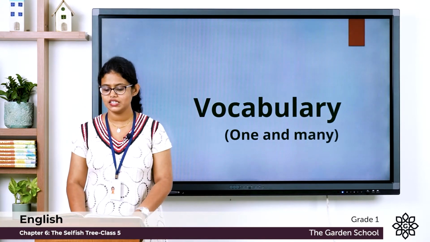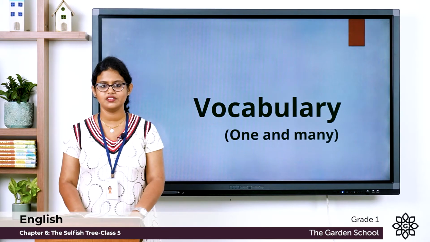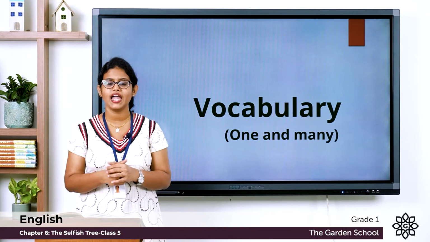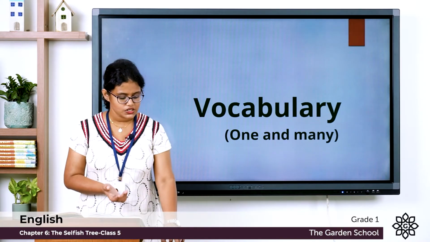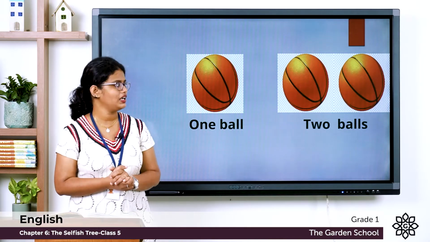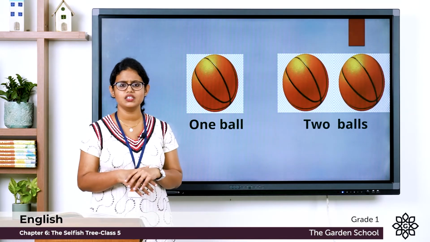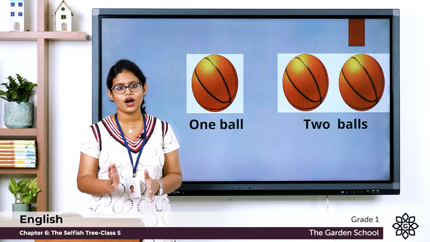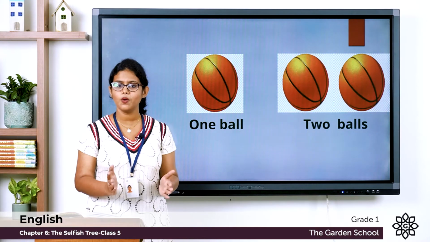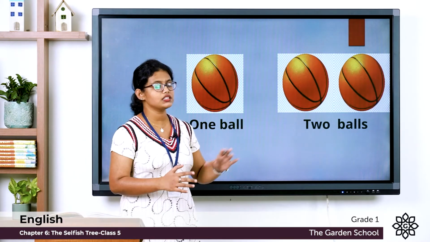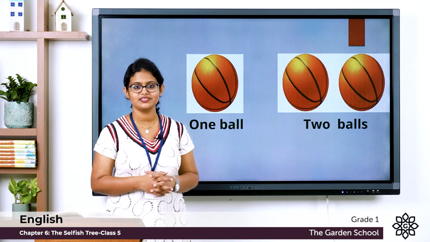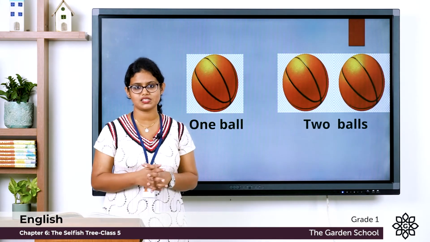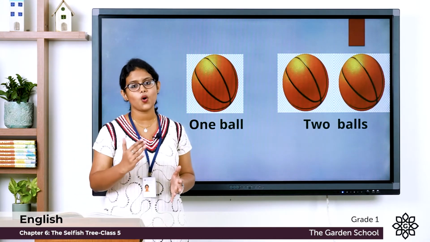So the next, in page number 87, it is vocabulary. So we are going to learn about one and many. So let's discuss with an example. So here you can see a picture of a ball. So how many balls are there? It is just one. We say one ball. Okay. So let's see this picture. How many balls are there? There are 2. 1, 2. There are 2 balls.